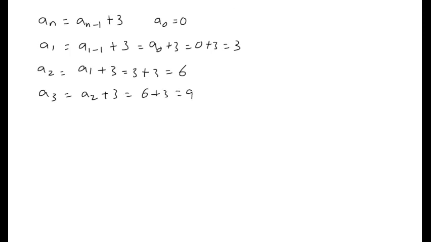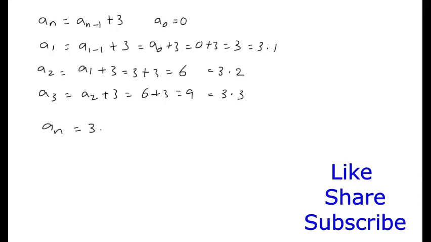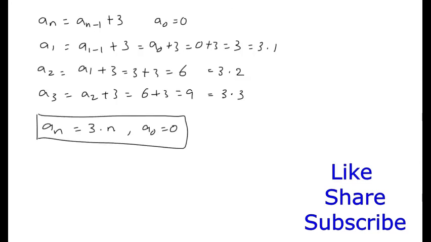By seeing this we can write it as 3 into 1; 6 we can write as 3 into 2; we can write 9 as 3 into 3. Similarly we can write a_n equal to 3 into n, where a_0 equal to 0. So this is the solution for the given recurrence relation.